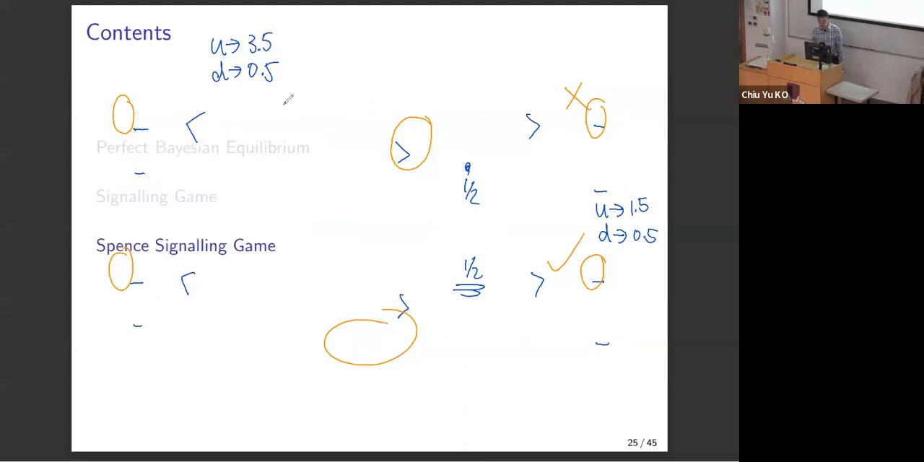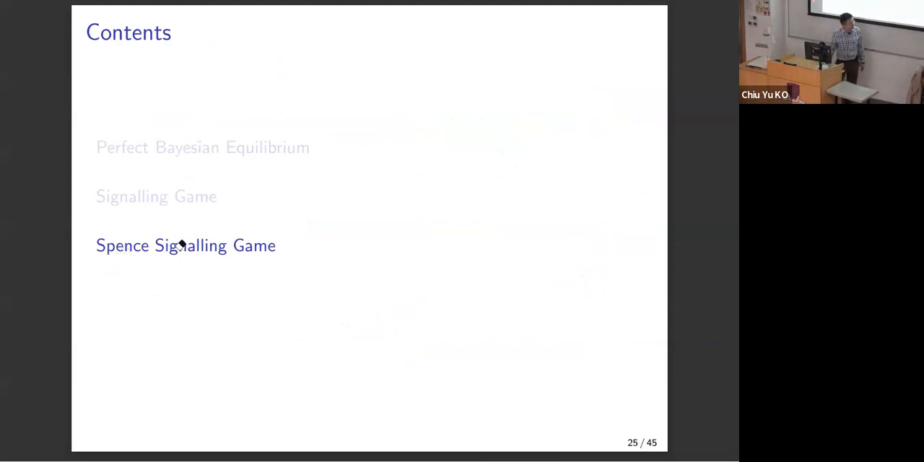After this, we go to break, and after the break we will apply it to a more interesting problem, which is called the Spence signaling game. It's very famous as well. What is different from what we have seen here is that the choice becomes continuous. Before that, the sender had two choices: left or right, up or down.